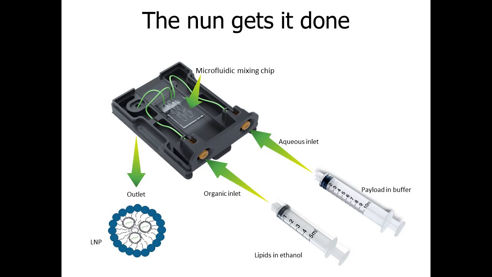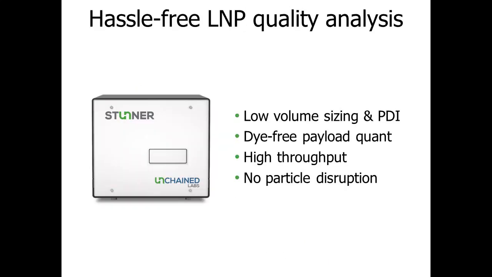Once you have created the LNPs on Nunchuck, you will want to take advantage of our hassle-free LNP quality analysis that Stunner provides. With low volume and high throughput dynamic light scattering, DLS, to get the size and polydispersity index at the same time. Stunner can quantify your total payload concentration, whether it's RNA, DNA, protein, or another API, without the need for any reagents, standards, fluorescent dyes, or particle disruption. All the sizing and polydispersity data you will see today was gathered on Stunner.